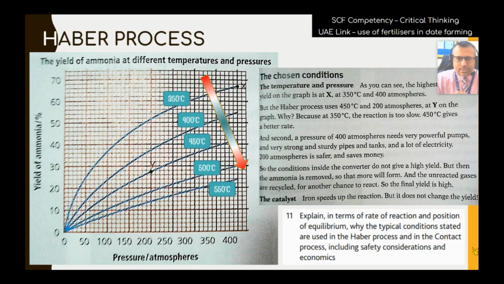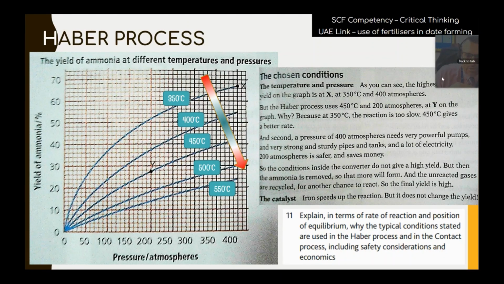So to summarize our chosen conditions, the highest yield on the graph is at 350 degrees centigrade and at 400 atmospheres. That's all the way up here. That's the highest yield you could actually get. But we don't choose 350 degrees centigrade. We choose 450 degrees centigrade. And we don't choose 400 atmospheres.